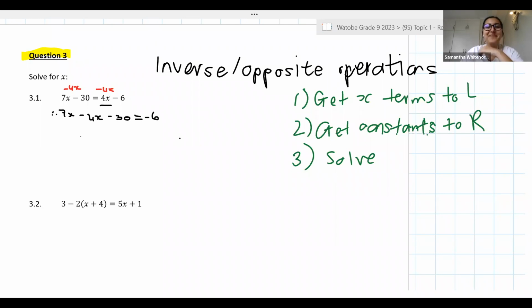Cool. Right, so we've essentially done step 1. We've got our x terms to the left-hand side. Now we want to do step 2 and get our constants to the right, which means that this minus 30 needs to move to the right-hand side.